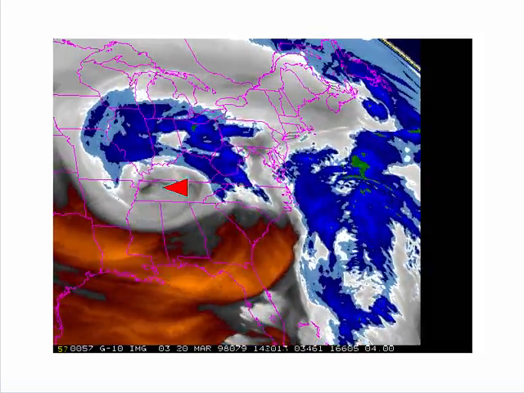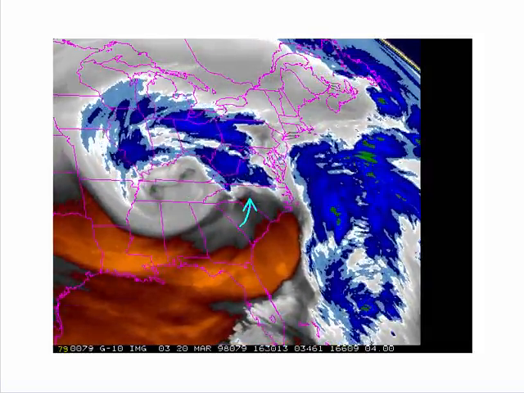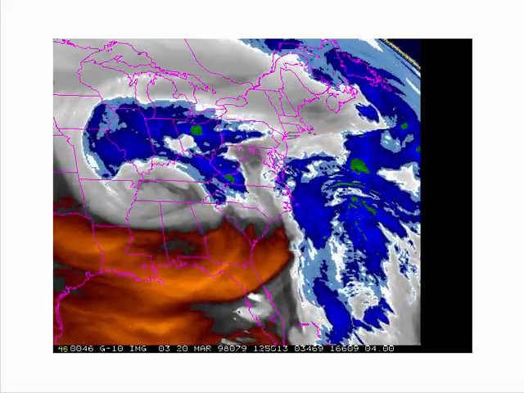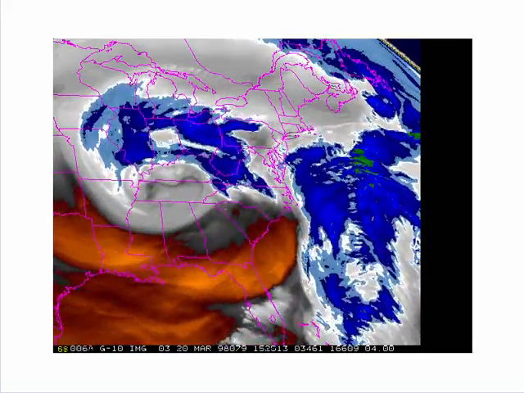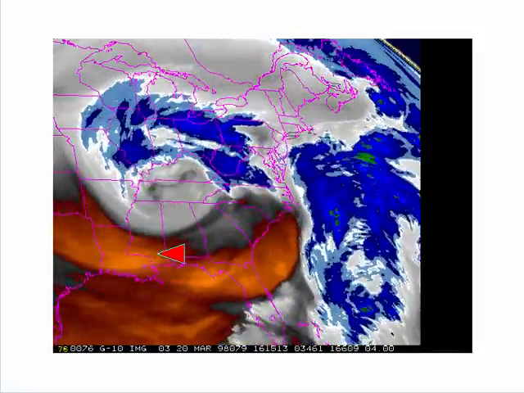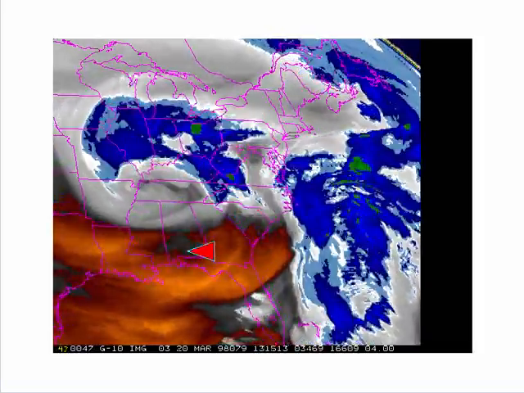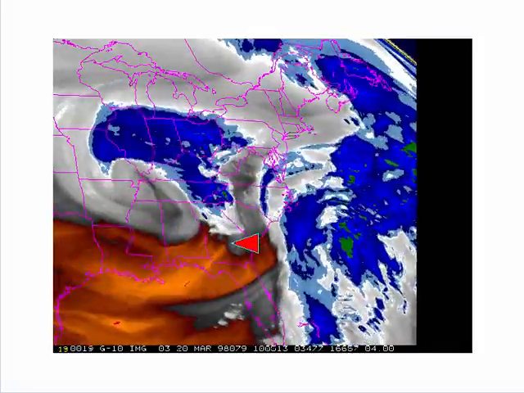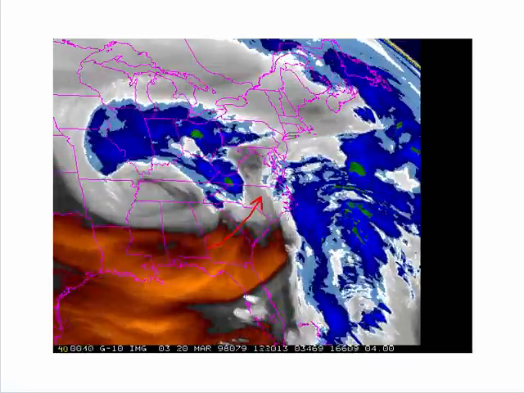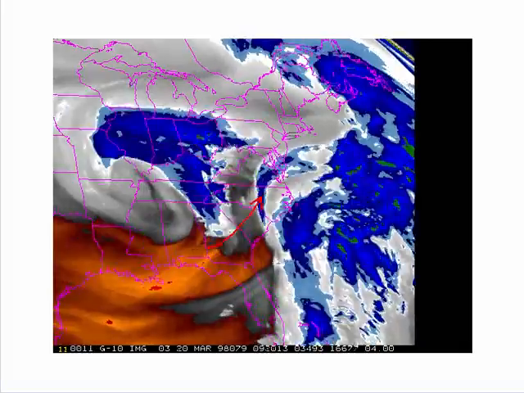We can also see a dry slot moving towards our region here in North Carolina, which may play a role in terms of destabilization. Now, if I speed up this loop, notice this short wave that we can track from Louisiana across southern Mississippi, Alabama, and into Georgia, moving up in this direction, and it would come into our CWA by later in the day.